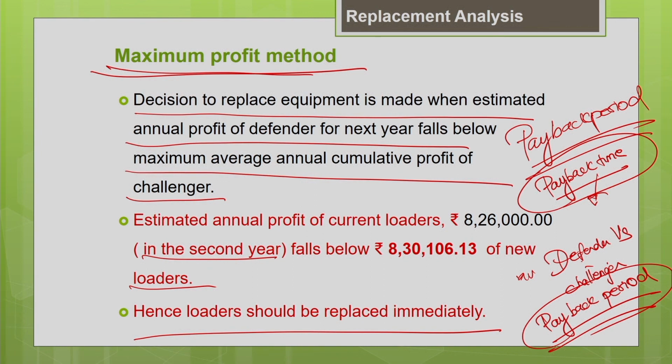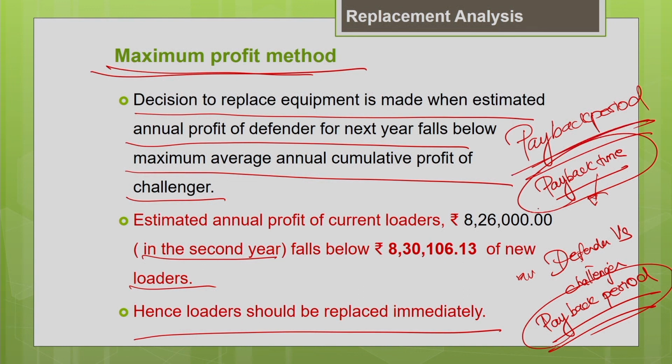For example, if the challenger gives you a shorter payback period when compared to the defender, then we have to replace the defender with the challenger. Whichever has the shorter payback period, we have to go for that machine. That is how we compare the alternatives.